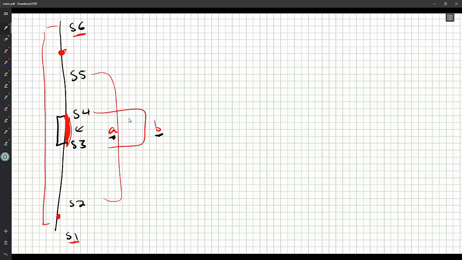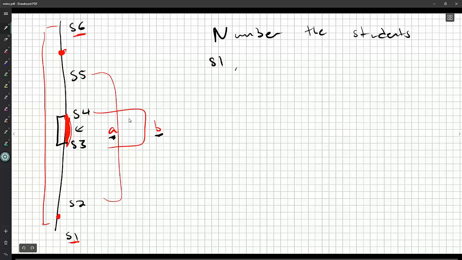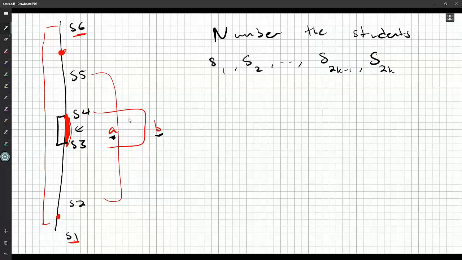But how can we write this up? What do we want to say? Maybe number the students S1, S2, all the way up to S(2K minus 1), and S2K. I'll use subscripts, actually. Why S2K? They tell me it's an even number of students, right? And they didn't say how many students. Just some even number, so there we go. We've got some even number.